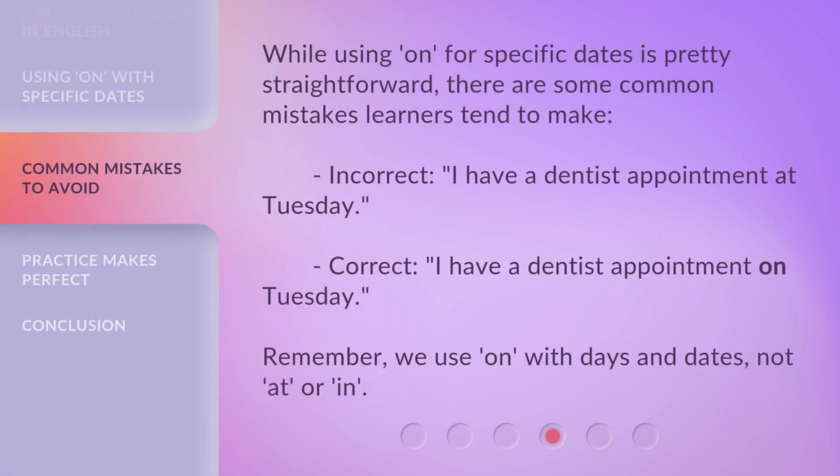While using "on" for specific dates is pretty straightforward, there are some common mistakes learners tend to make. Incorrect: "I have a dentist appointment at Tuesday." Correct: "I have a dentist appointment on Tuesday." Remember, we use "on" with days and dates, not "at" or "in."